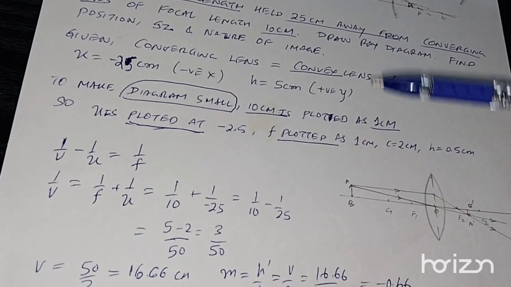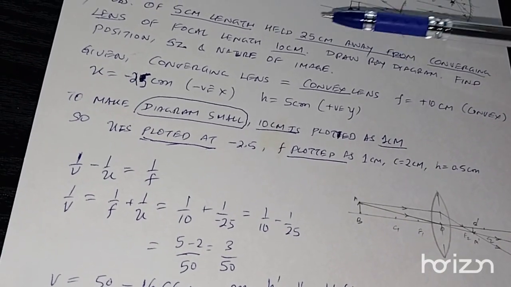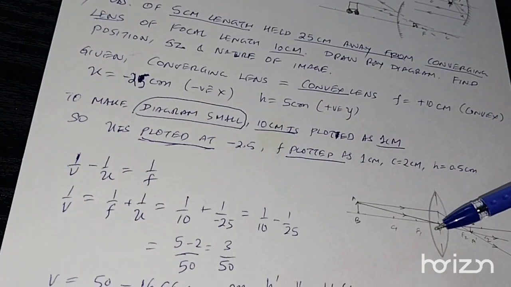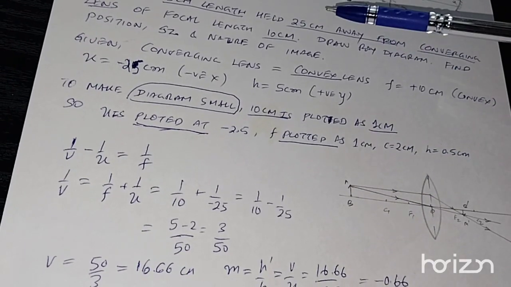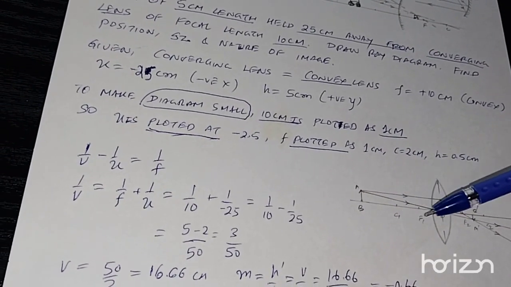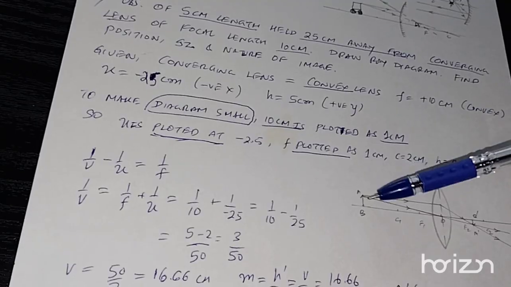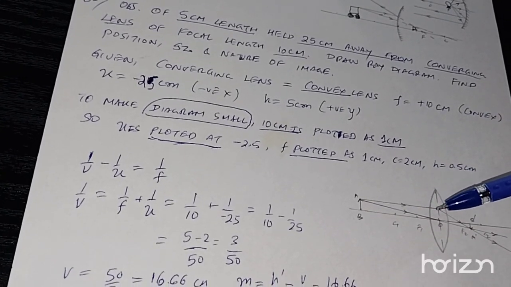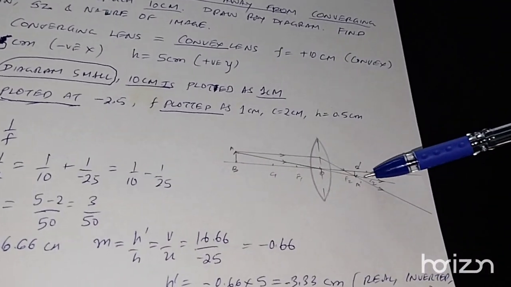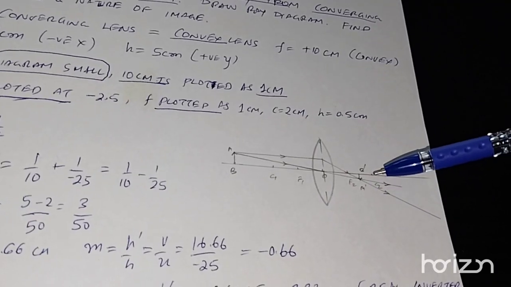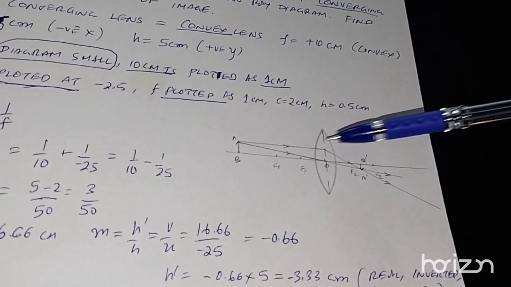You see in the ray diagram that the object is held 25 centimeter away and the focal length is 10 centimeter. If the focal length is 10 centimeter, the center of curvature will be twice the focal length, that is 20, correct? But the object is at 25 centimeter, which means it is beyond the center of curvature. So a ray which is parallel gets bent and goes through the focus. A ray going through the optic center goes in the same direction without any change. They intersect and the image is formed between the focus and the center of curvature on the other side.